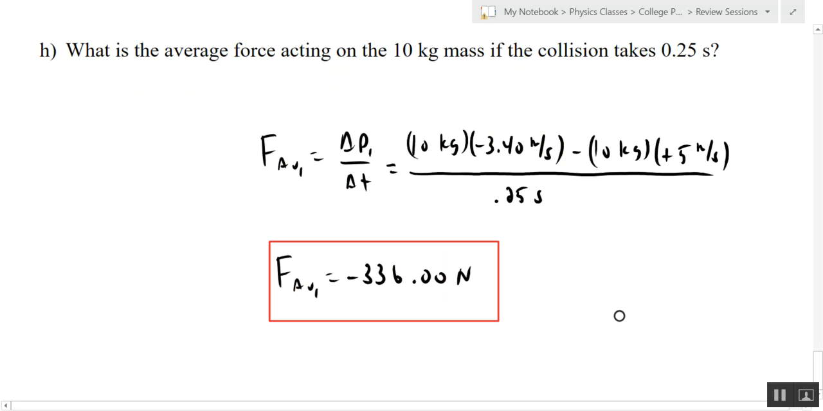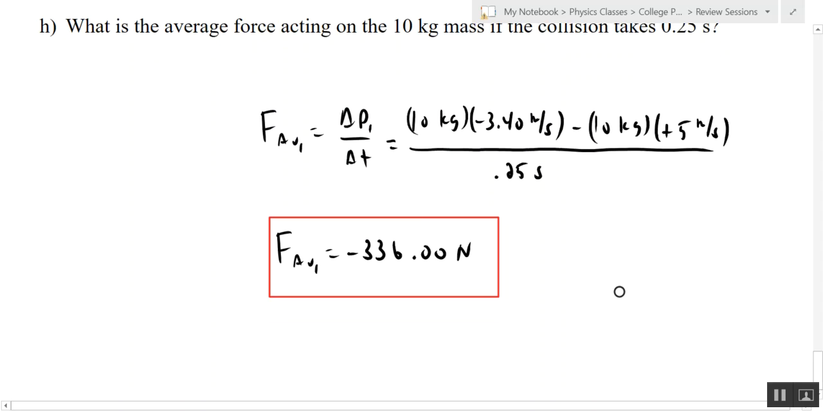Why do you use the 5 meters per second and not the 3.60? It's the difference in momentum for mass 1, right? So the point is, what would be the average force on the other mass, the 15 kilogram mass? Oh, positive. Right, positive 336.